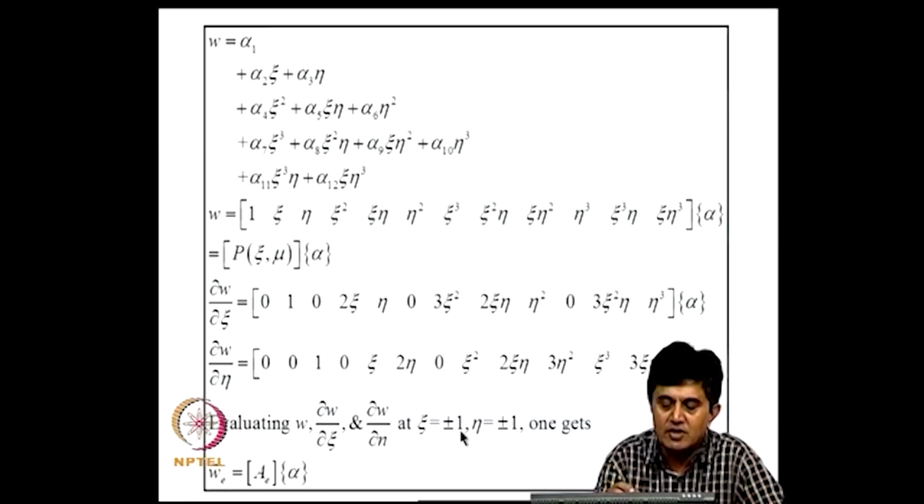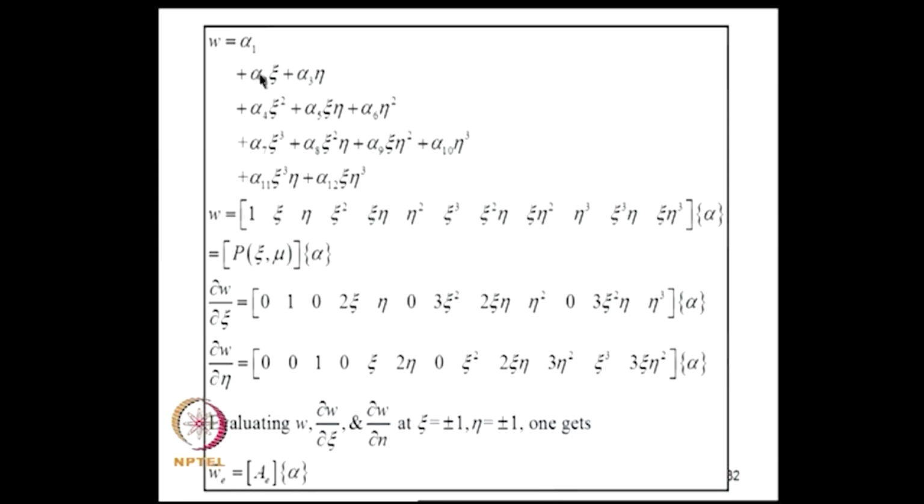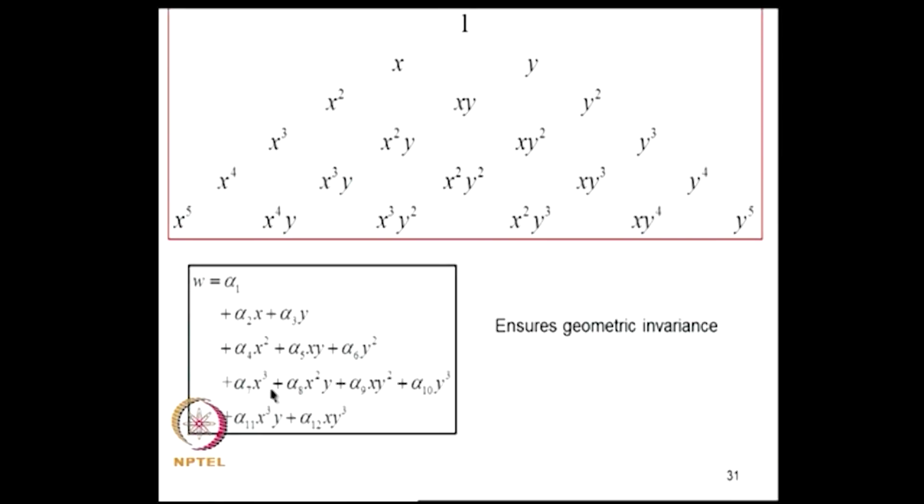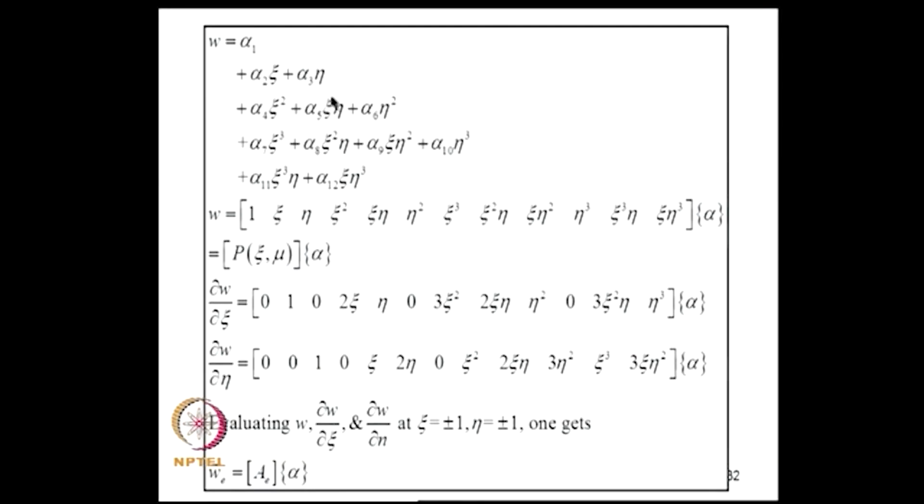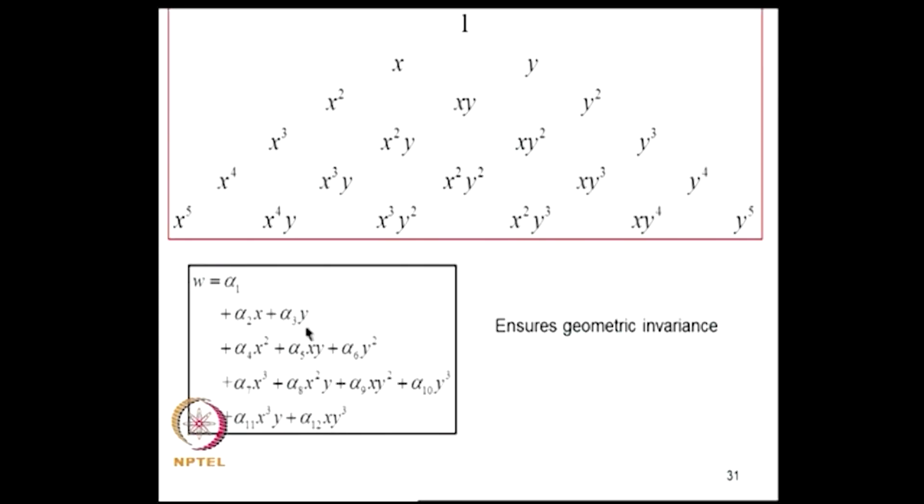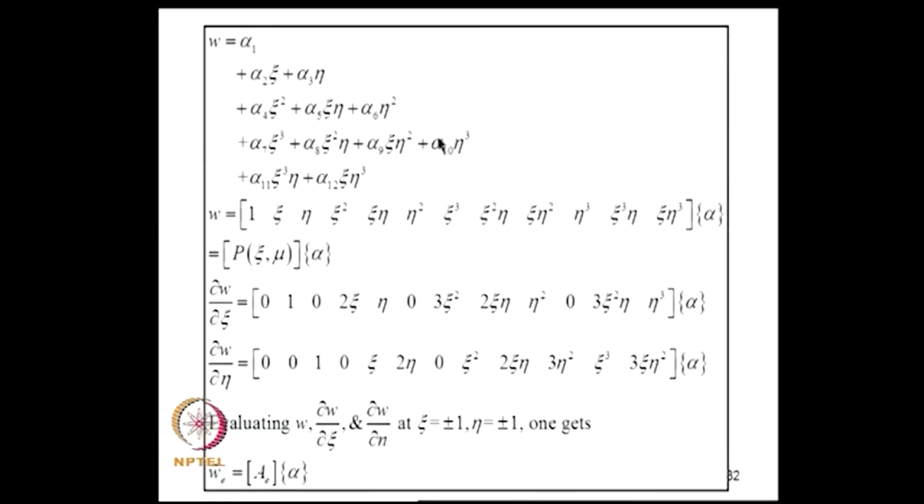So, I will have to select now these 12 generalized coordinates. I will write this W in terms of xi and eta, and this is the expression. There is a slight abuse of notation: these alpha 1 to alpha 12 are not in xy coordinates, they are in xi eta coordinates, but it is alright, because I am not going to use this representation further. I have used this to explain the concept. Now, this can be put in a matrix form as shown here. Alpha is a vector of alpha 1, alpha 2 to alpha 12, and if I multiply this I get this function. This I call P into alpha.